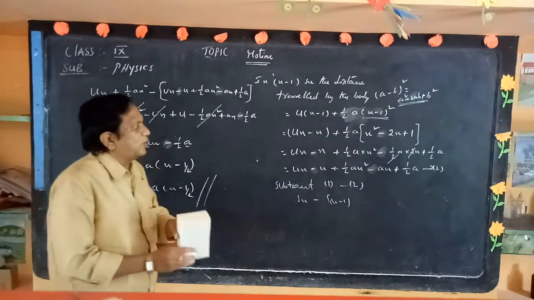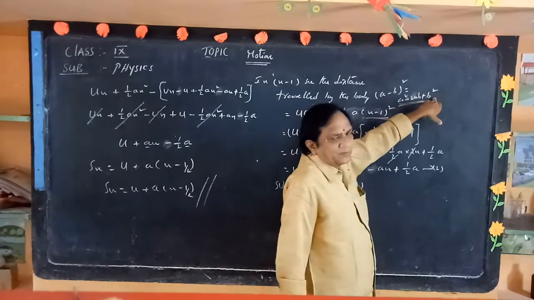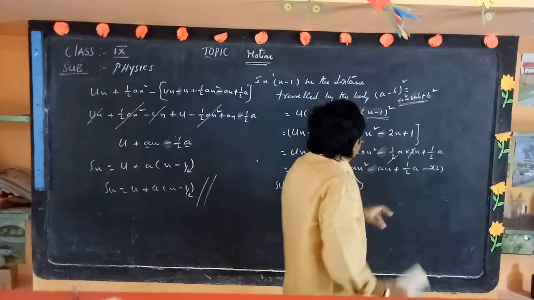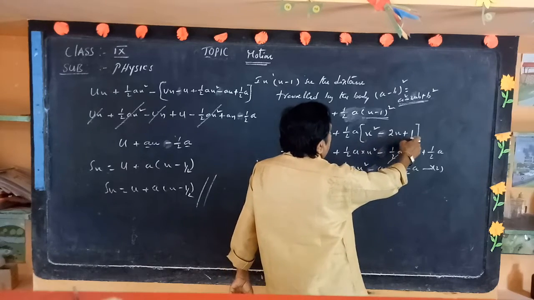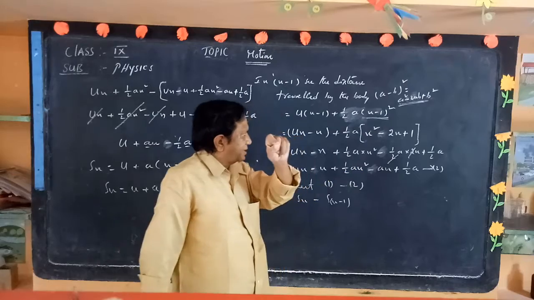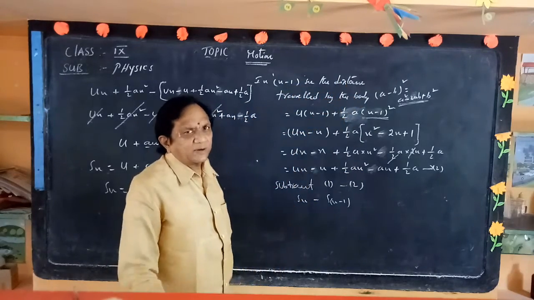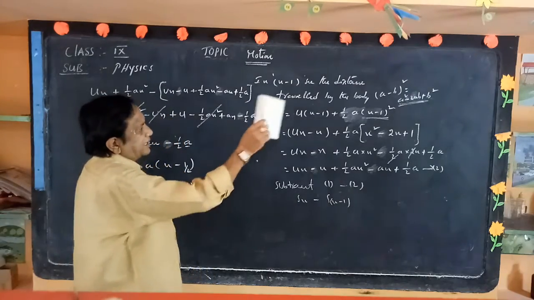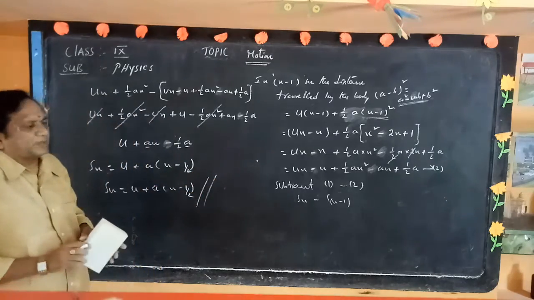So here some small mistake I made. a minus b whole square, so a square minus 2ab plus b square. I wrote wrong here. Sorry, a square minus 2ab plus b square. According to that, n square minus 2n plus b square. b square means 1. So from there I made simple mistakes. Please excuse. So understand? a minus b whole square, a square minus 2ab plus b square. According to that, we get this application.